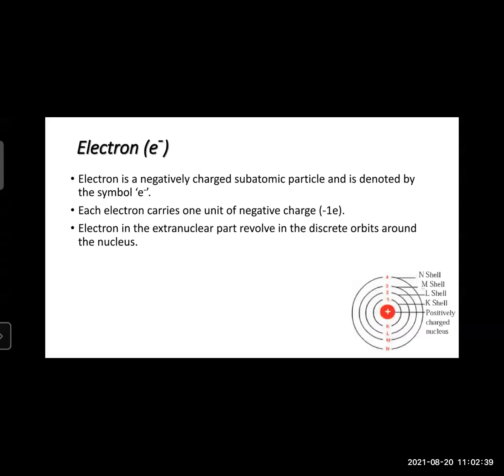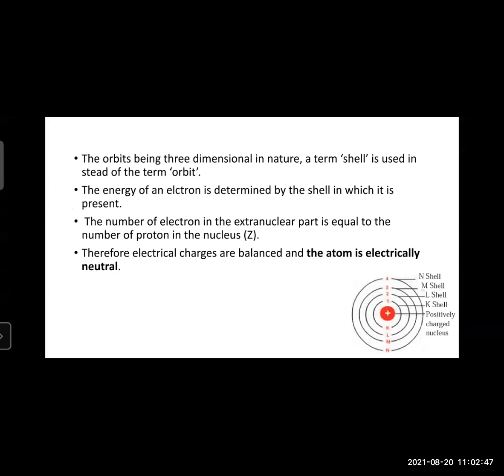Electrons in the extranuclear part revolve in discrete orbits around the nucleus. The orbit being 3-dimensional in nature, the term shell is used instead of the term orbit. The energy of an electron is determined by the shell in which it is present. So the energy level of every shell is different.